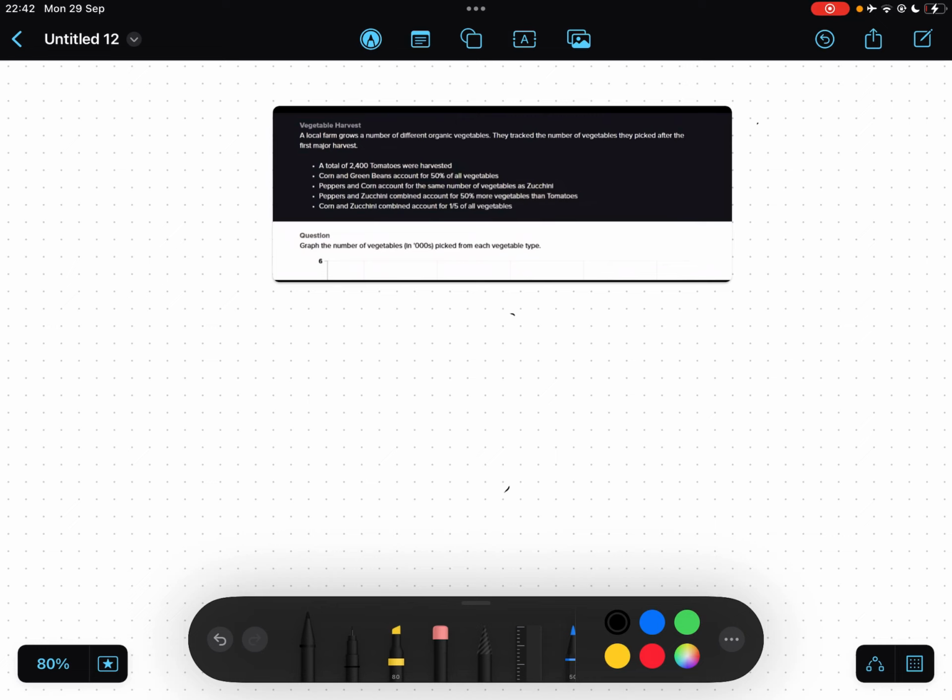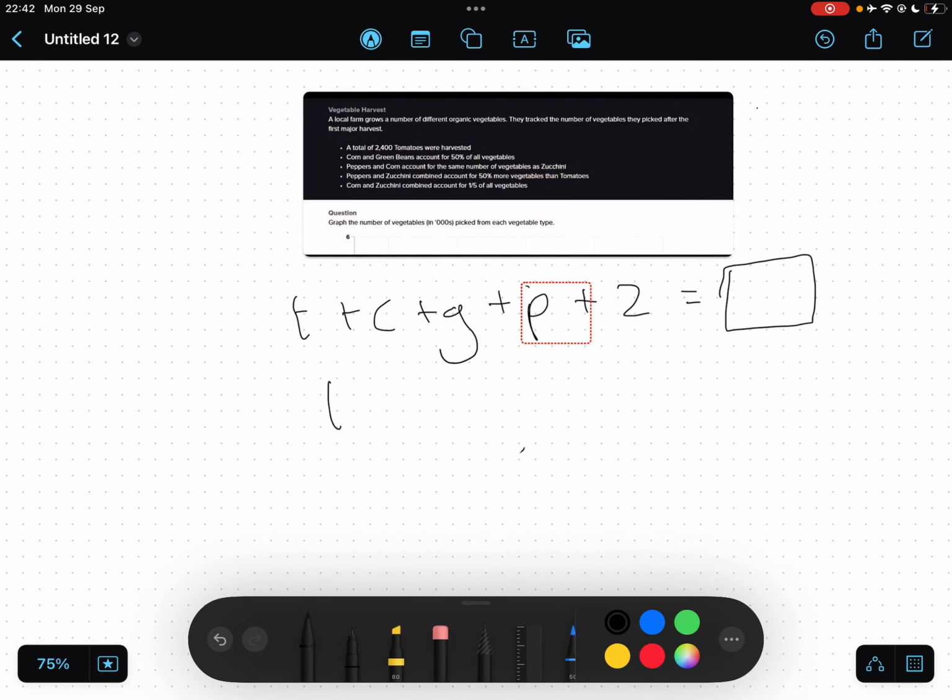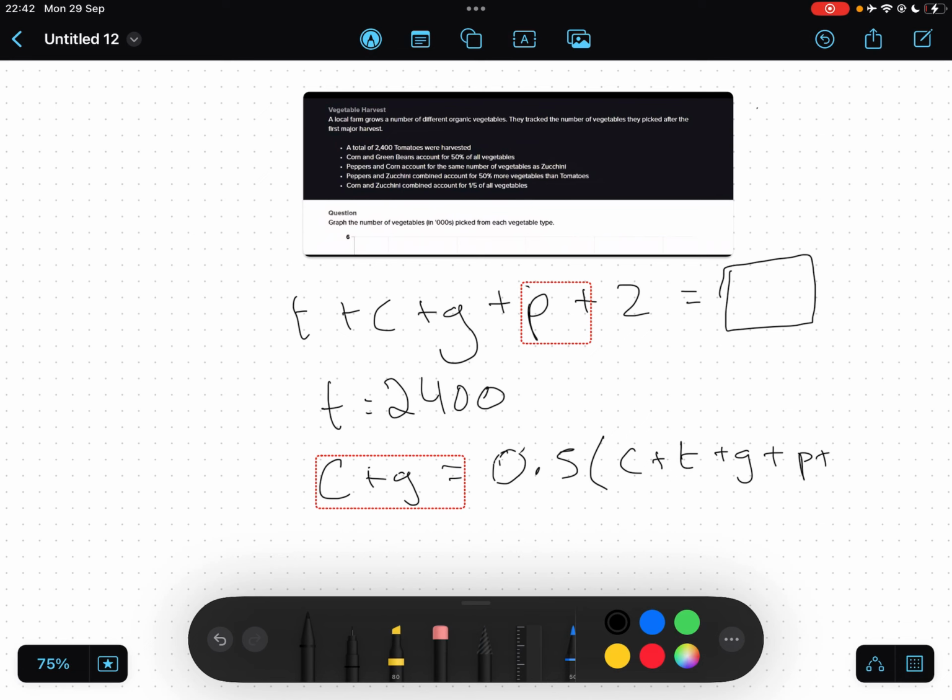So firstly, making the totals, we've got tomatoes, corn, green beans, peppers, zucchinis. That's all of them. We don't know what the total is, just leave a box there for now. Tomatoes is 2,400. Corn and green beans equals 0.5 of C plus T plus G plus P plus Z.